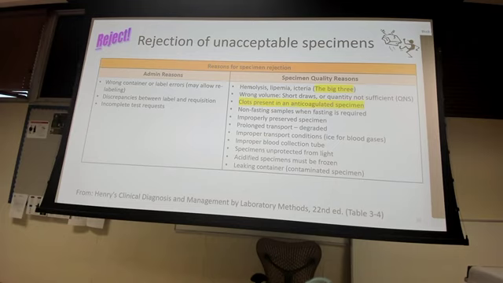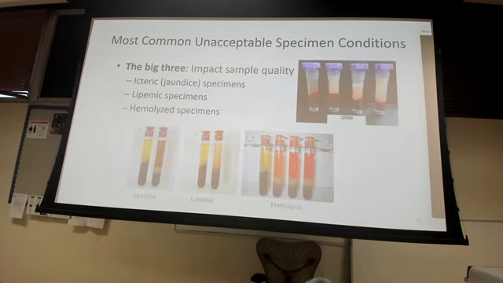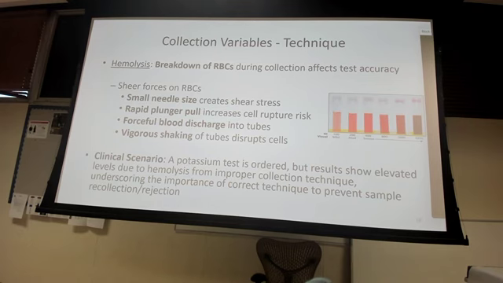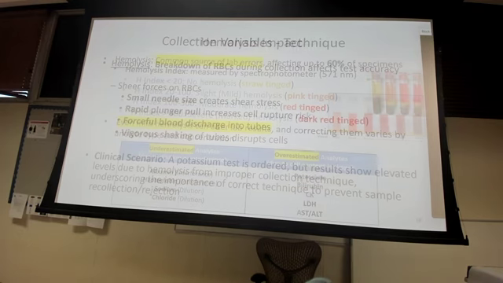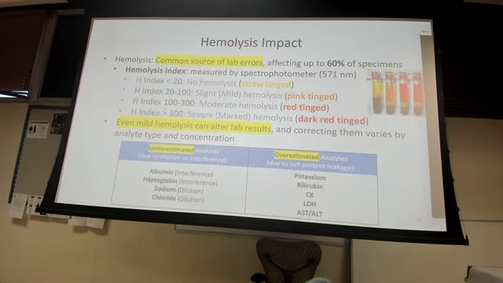So if we have short volumes, like quantity not sufficient, that could be a reason to reject. Clotting, when it's not supposed to be clotting, could be a reason. If your patient was supposed to fast and they didn't, we could reject that. Improper transport, things like that, okay? Right, so the big three, like we just talked about, icteric, lipemic, and hemolysis. Those are the big three unacceptable specimen conditions. We already know what hemolysis is, so I'm not going to go into that.